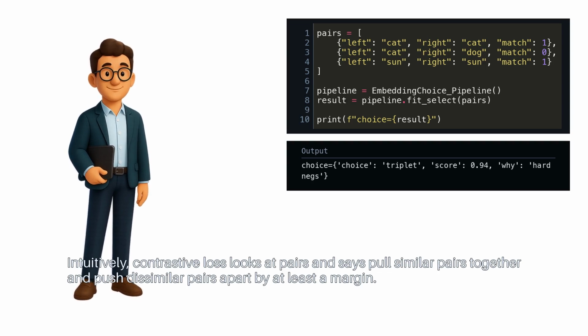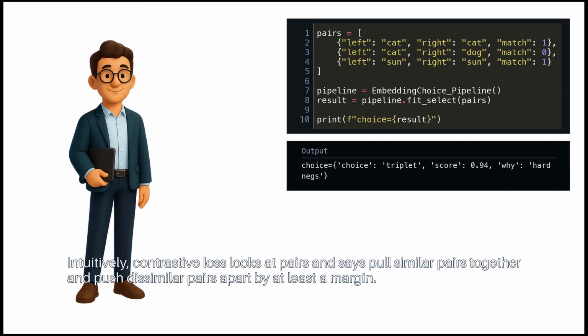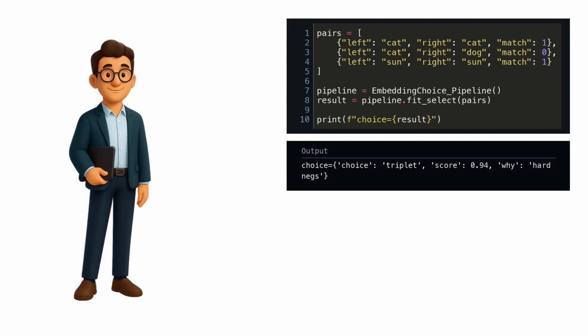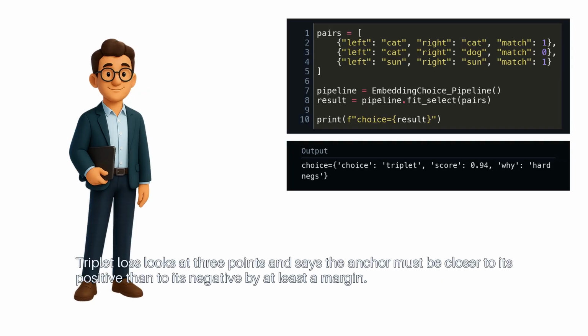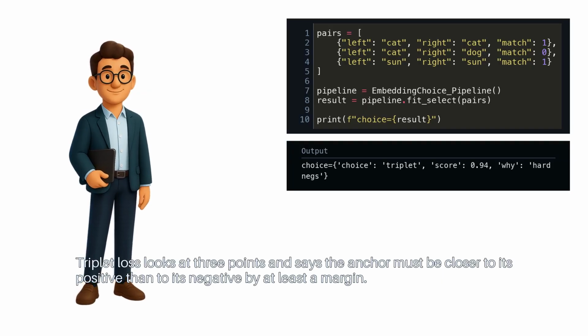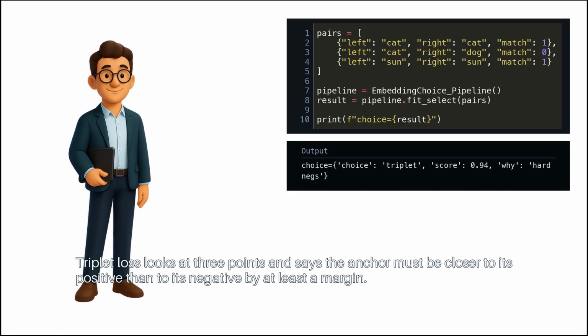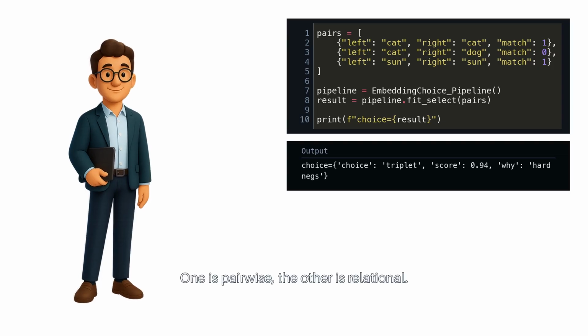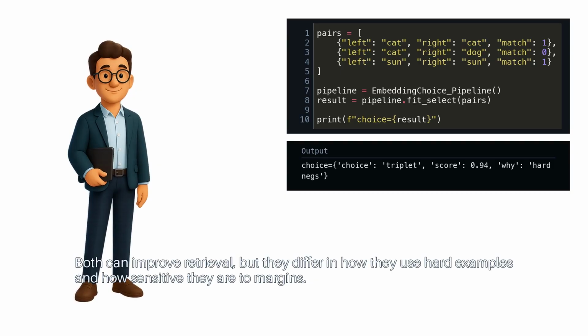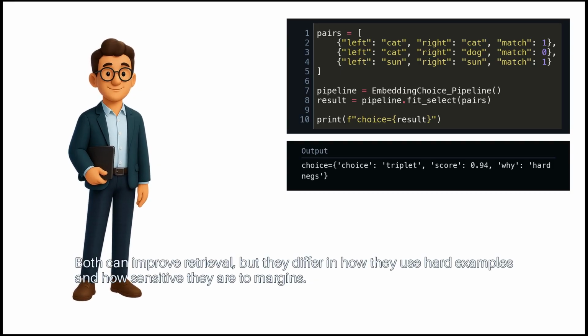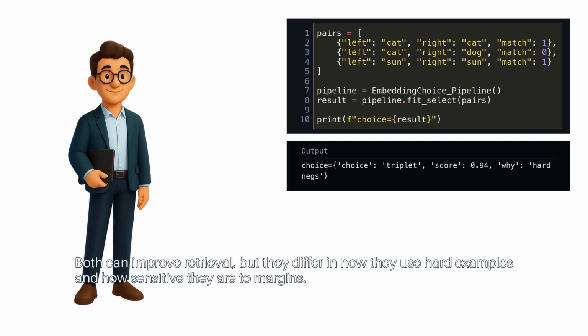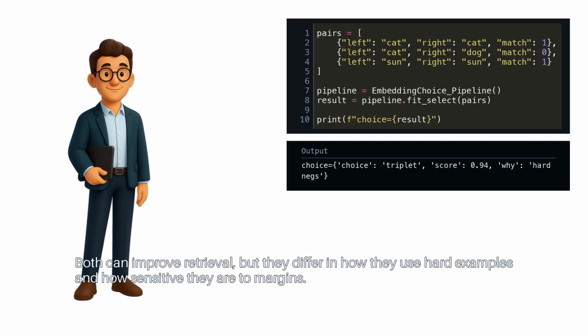Intuitively, contrastive loss looks at pairs and says pull similar pairs together and push dissimilar pairs apart by at least a margin. Triplet loss looks at 3 points and says the anchor must be closer to its positive than to its negative by at least a margin. One is pairwise, the other is relational. Both can improve retrieval, but they differ in how they use hard examples and how sensitive they are to margins.